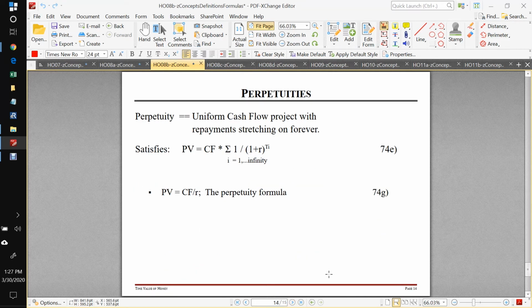And then we did spend a little time talking about perpetuities, and a perpetuity is just a uniform cash flow project with repayments stretching on forever. They satisfy this general equation, which has a problem because it goes out to infinity, but we found we could make a nice closed form equation for this, and this is definitely one you should know: the present value of a perpetuity is equal to the uniform cash flow that's paid every year, every month, whatever the contract says, out to infinity, divided by the interest rate or the discount rate for the project.